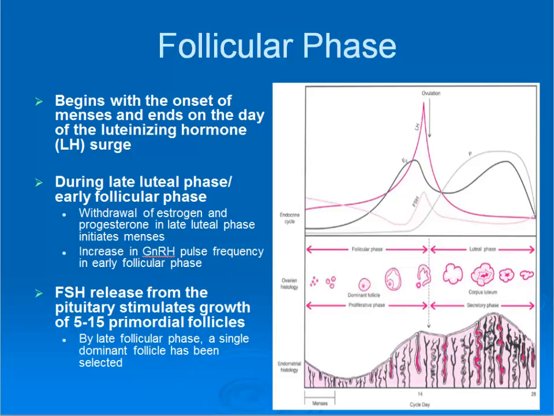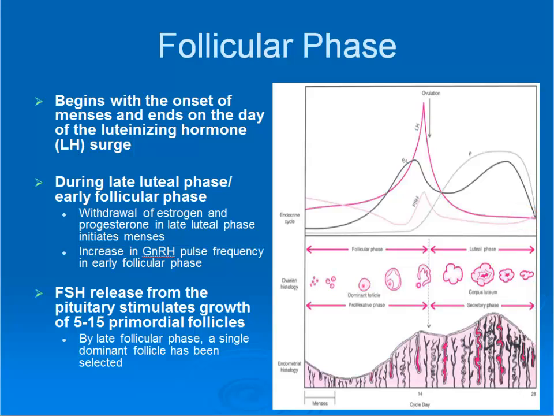Let's review each phase of the menstrual cycle, starting with the follicular phase. At the very end of the previous menstrual cycle, production of progesterone and estrogen drops dramatically from the degenerating corpus luteum. This drop in ovarian hormones leads to the onset of bleeding from sloughing of the endometrium. The decreasing levels of estrogen and progesterone also lead to a rise in GnRH secretion from the hypothalamus and a subsequent rise in pituitary gonadotropins at the beginning of the next follicular phase.